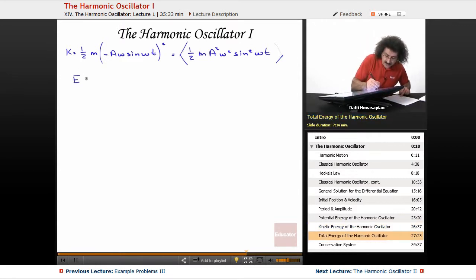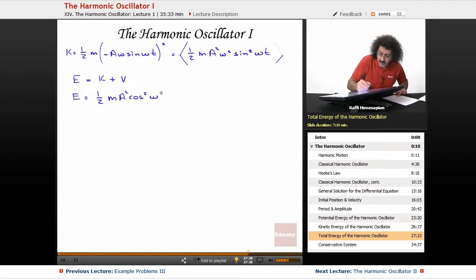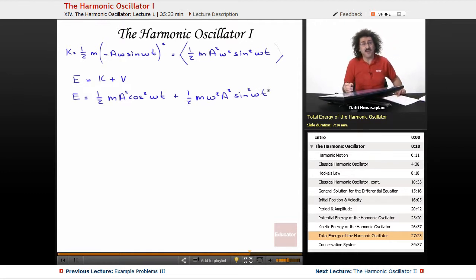Well, the total energy of the system, we know, is equal to the kinetic energy plus the potential energy. So our total energy, we just add them up. Just 1/2 m A squared cosine squared omega t plus 1/2 m omega squared A squared, sorry, I just switched the omega squared and A squared. Sine squared omega t. So that's an expression for the total energy of the harmonic oscillator. When I plot these, this is what I get.